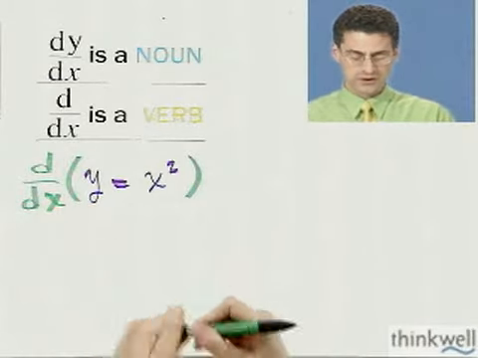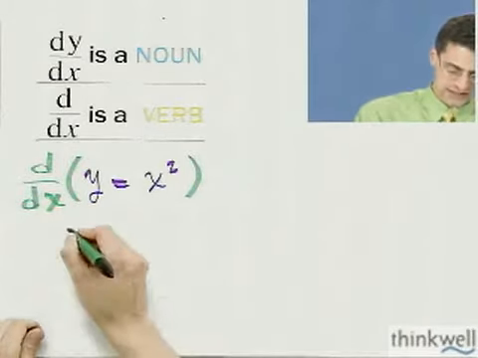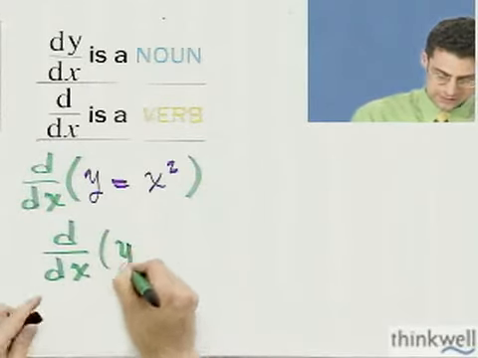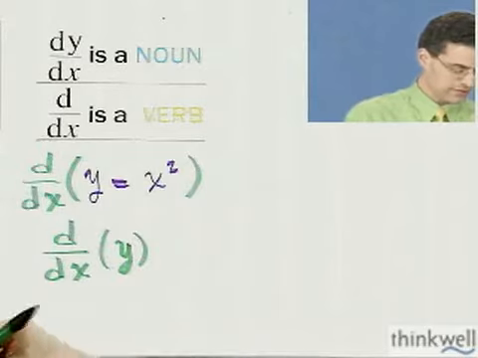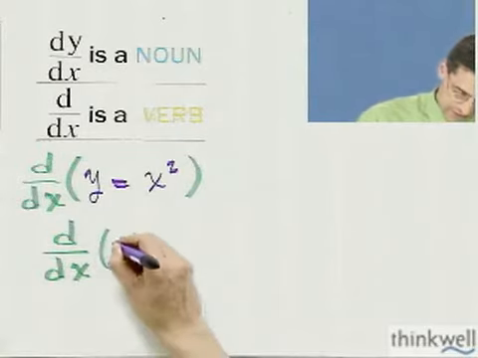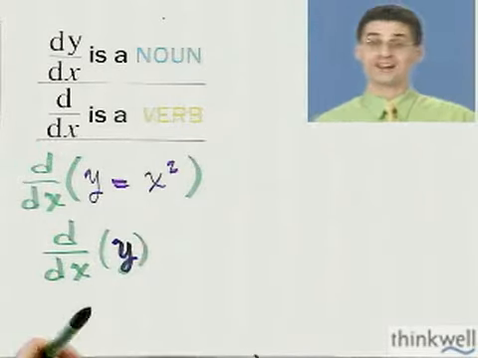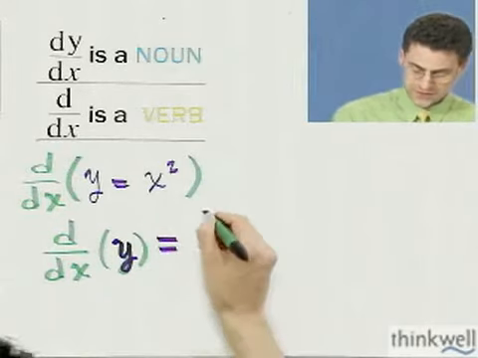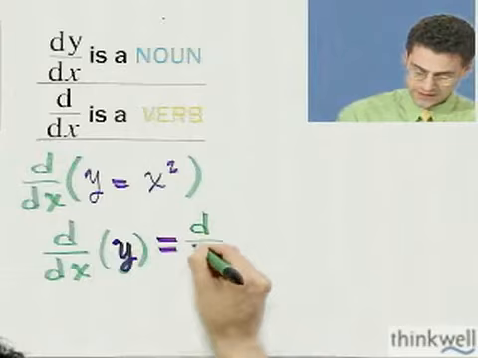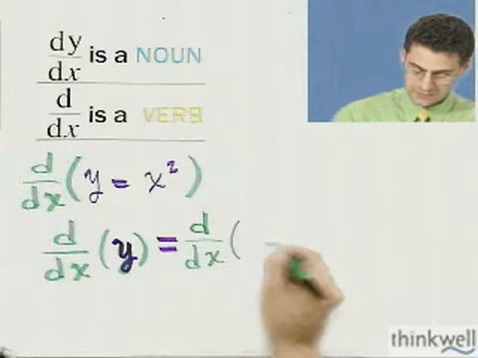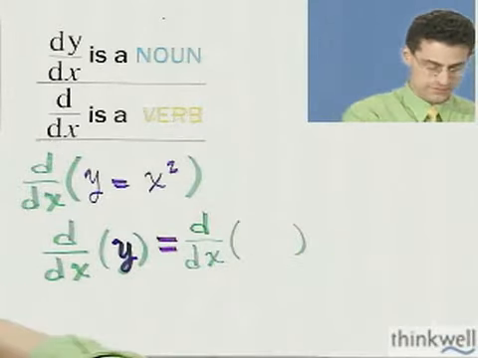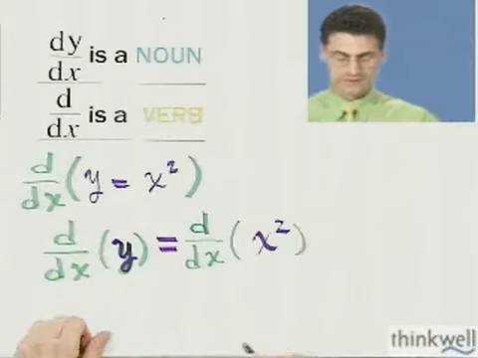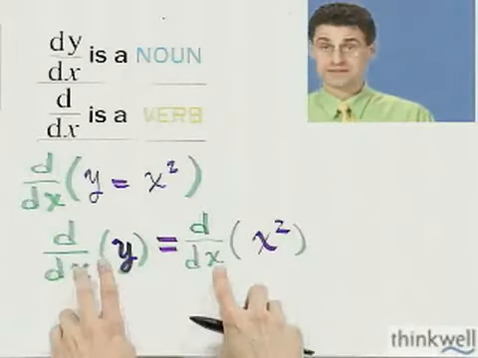How do you do that? Well, you differentiate the left-hand side with respect to x. Whoops, I didn't want to do that. You know what I want to do? I want to have the y be in a purple font. And then this would equal the derivative, take the derivative of the right-hand side with respect to x. And that would be x squared. So these are still two commandments.